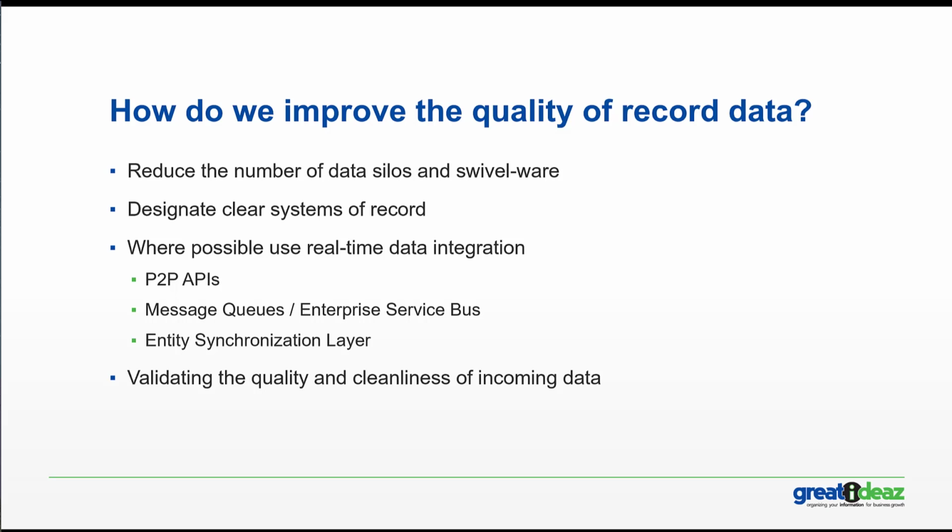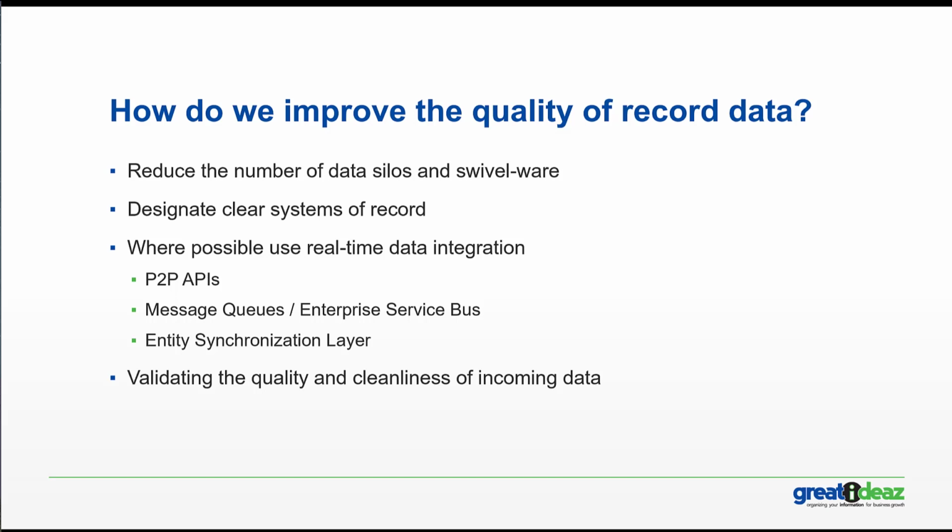So what happens in this case is if somebody goes in and creates a new customer or changes a customer in application A, it writes the changes to the customer record in the entity synchronization layer. And the entity synchronization layer is then responsible for distributing that change across all of the other applications.